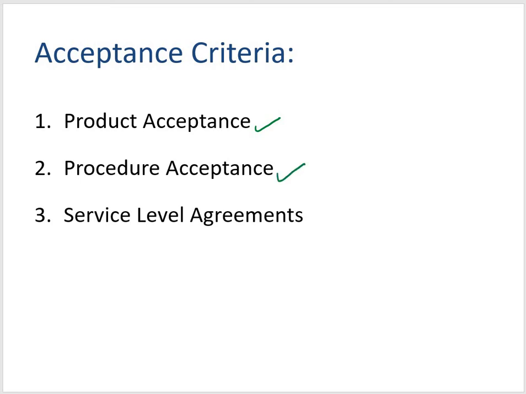So there are several acceptance criteria. One is your product acceptance, another one is your procedure acceptance, and the last one is your service level agreement. So we'll see these things one by one. Just try to understand, because we are talking about the entire product, the procedure used, and some of the service level agreements. And along with that there will obviously be some implied requirements as well.